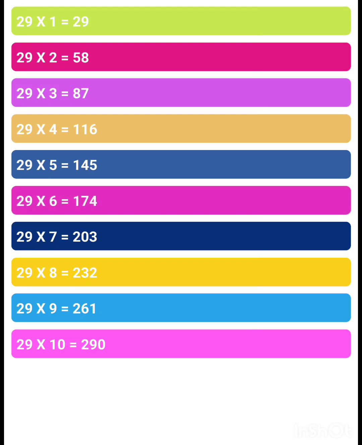29 sixes are 174. 29 sevens are 203. 29 eights are 232. 29 nines are 261. 29 tens are 290.